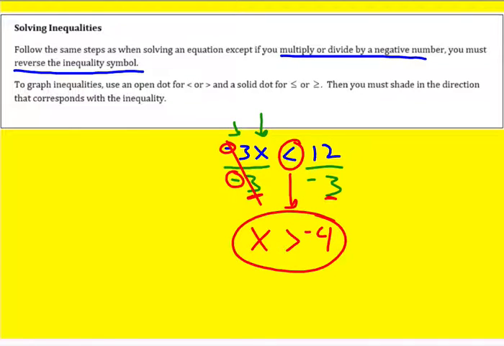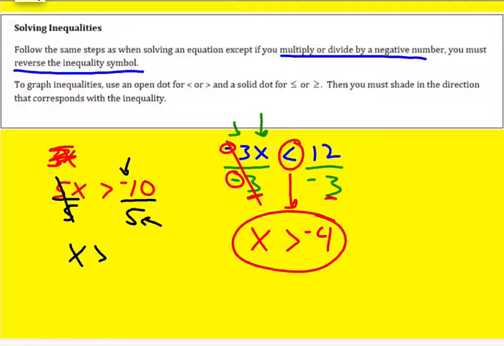Now, if it would have been 3x, well, let's just make something else. How about 5x is greater than, I don't know, negative 10. In order to solve this, you divide both sides by 5. Now, I know that this is negative 10 right here, but I'm not dividing by negative 10. I'm dividing by positive 5. So I wouldn't flip my inequality symbol. This would just still be x is greater than negative 2.